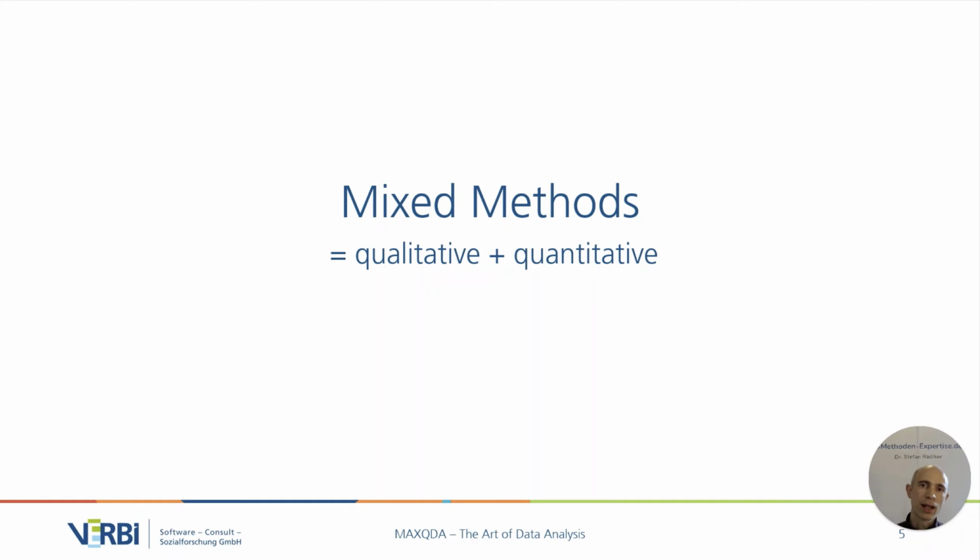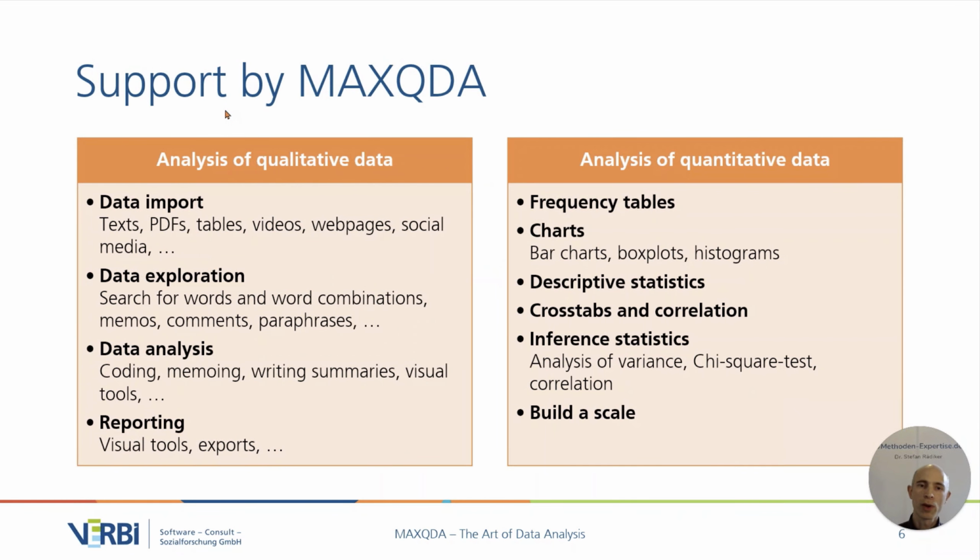Usually, in a mixed methods project, you have the analysis of the qualitative data and the analysis of quantitative data. MAXQDA supports both parts of your analysis. For qualitative data, I think you're familiar with different import types of data like texts, tables, videos, web pages, or social media. And of course, you can explore your data. You can search for words and word combinations. You can comment your data or use memos, etc.